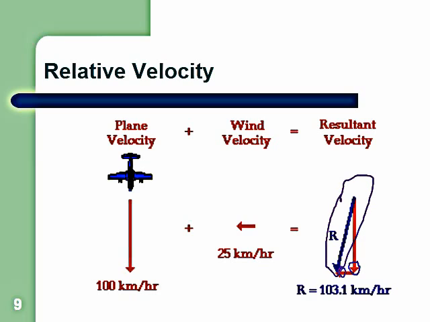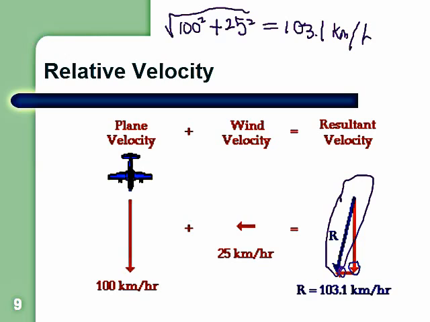Okay, so how do we get to 103.1, I hear you ask? Well, using Pythagoras, simply 100 squared plus 25 squared. Okay, you get the sum of that, and then you take the square root of that, and that will give you your answer of 103.1, and remember the units, kilometers an hour, and that's the answer.